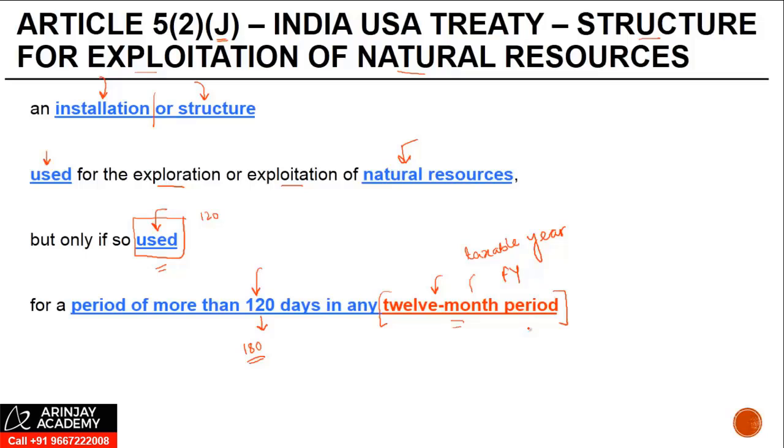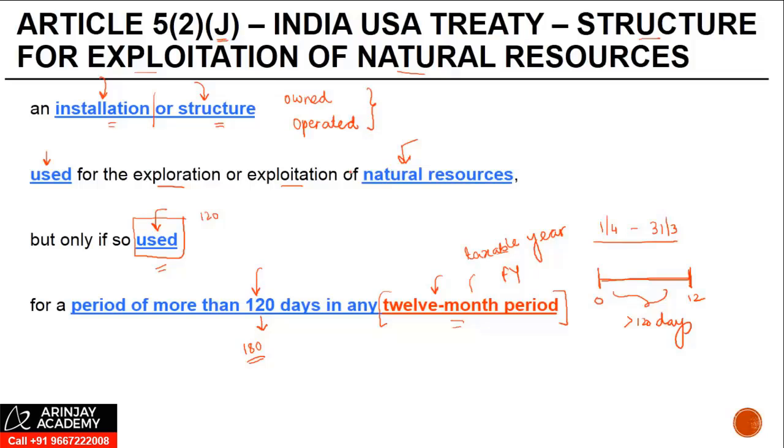So what you need to see is, for any continuous period of 12 months, from 0 to 12 months, even though it may not necessarily be the taxable year from 1st April to 31st March as it is in India, does for any 12-month period, the use is for a period of more than 120 days? If so, it will amount to a PE. Now, when we talk about the installation or structure, this installation or structure should actually be either owned or operated by the foreign company for whom you want to create a PE. If it is neither owned nor operated by them, then this period is not to be considered, right? In certain cases, you may also find that it is not only the period of use, but if a person is providing certain supervisory activities for exploitation of natural resources, even that is to be considered.